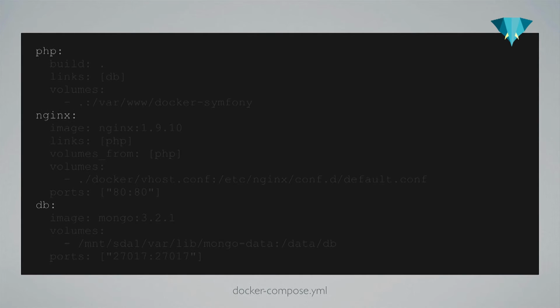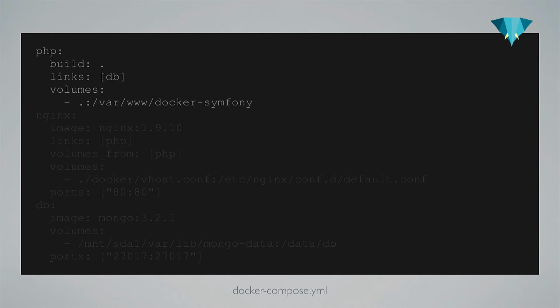On the highest level, we define containers in our environment. In this case, these are three containers with names php, nginx, and db for MongoDB. For the PHP container, we define that it's being built from the Dockerfile that is in our work directory. What is a Dockerfile? I'll explain in a minute. Then we said that it's linked to the db container, and it shares application sources with the host.